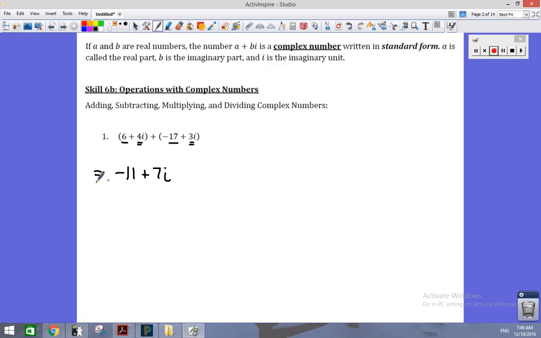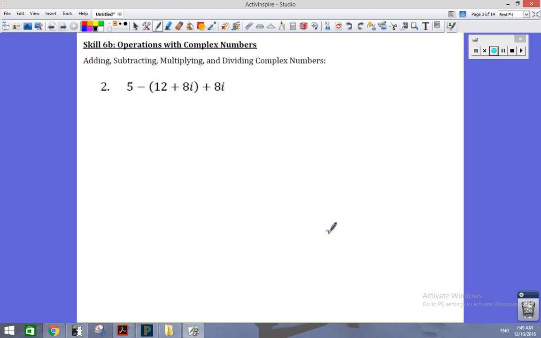So that is written in standard form, where a is equal to negative 11, b is equal to 7, and like I say, i is referred to as the imaginary unit. So I have written my answer in standard form of a complex number. Let's look at another example here.